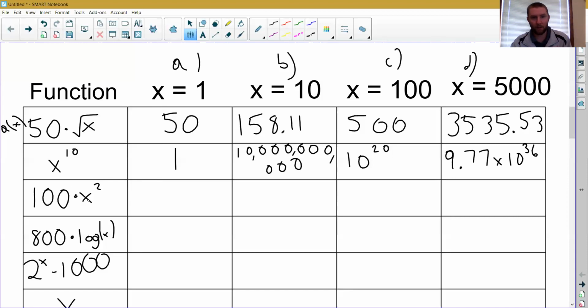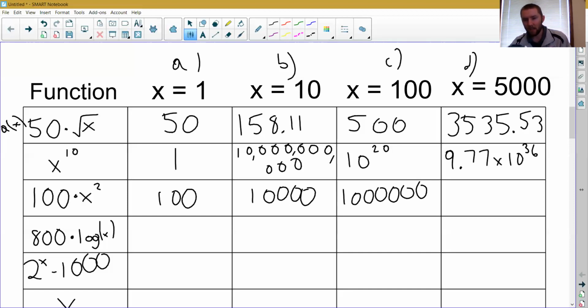For the function c of x, 100 times x squared, this is 100. This is 10,000. And then this is 100 squared times 100. That would be 1, 2, 3, 4, 5, 6 zeros. And then 100 times 5,000 squared, that I get 25, and then 1, 2, 3, 4, 5, 6, 7, 8 zeros.